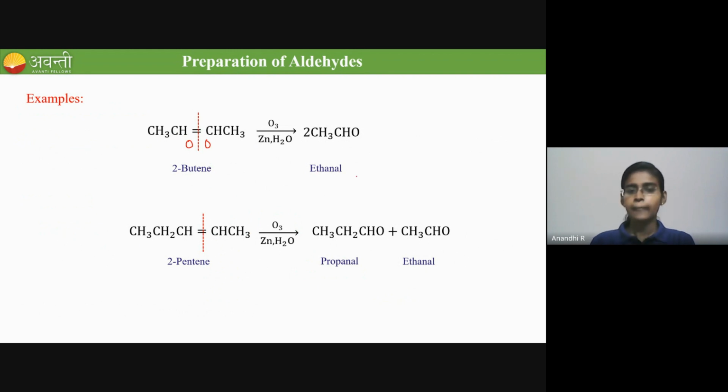And 2-pentene on treatment with ozonolysis forms 1 propanal and another one is ethanal, because here we are having 3 carbons and here we are having only 2 carbons. Finally, we are getting 2 different products from this 2-pentene reactant. Here one is propanal, the other one is ethanal. This is the reductive ozonolysis of alkenes, from which we get the aldehydes.